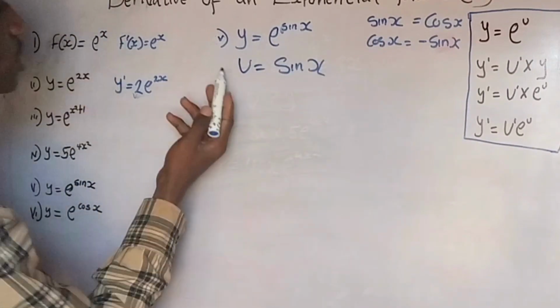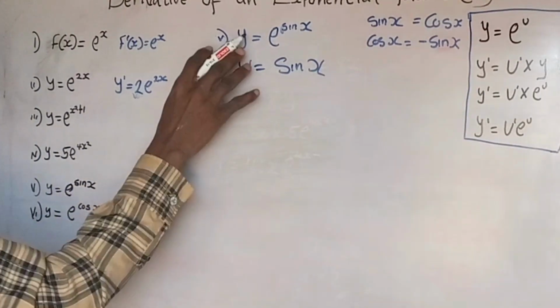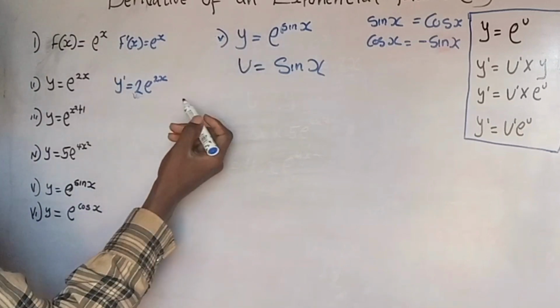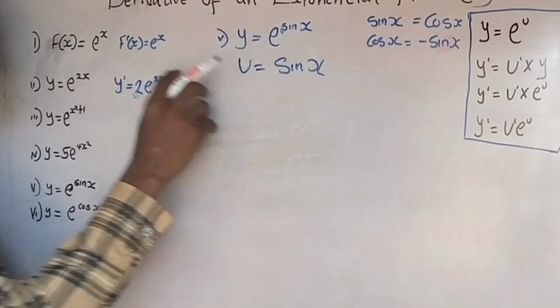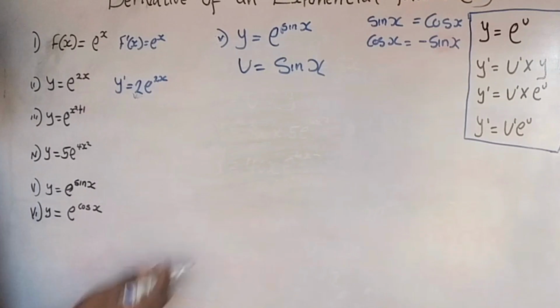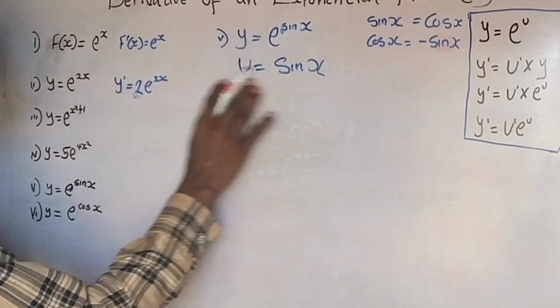So in that case, let's proceed back. Let's come back to our question. We have y equals e raised to the power of sine x. The first step is to set u as the power to which the e, which is Euler's constant, is raised. So I'm going to have u equals sine x.